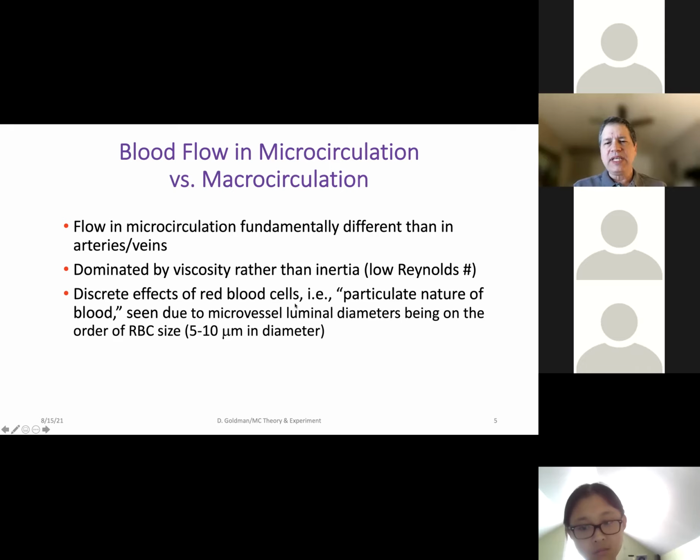And these are seen because you're getting down to vessel sizes that are around a red cell size. So on the order of 10 microns or tens of microns, maybe a couple hundred microns. And so you're getting discrete cell effects that you don't get in large vessels.